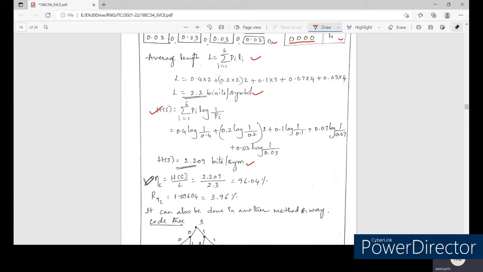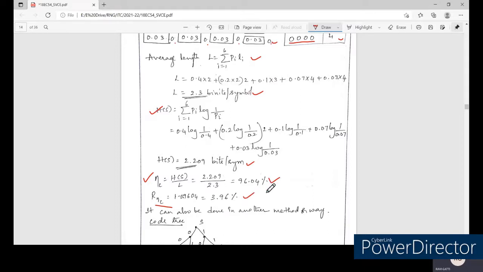So the efficiency we can calculate, that is H(S) divided by L. What is the value? 2.209 divided by 2.3. If you do that, you will be getting the efficiency equal to 96.04 percent. Similarly, the redundancy is nothing but 1 minus efficiency. If you do that, you will be getting 3.96 percent.